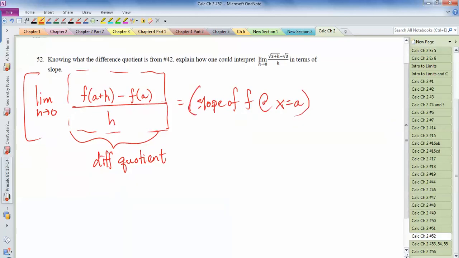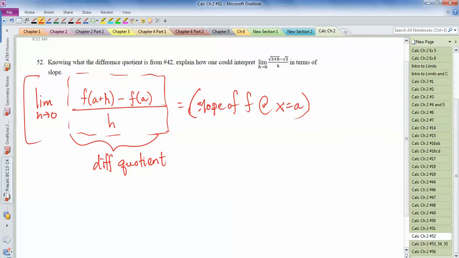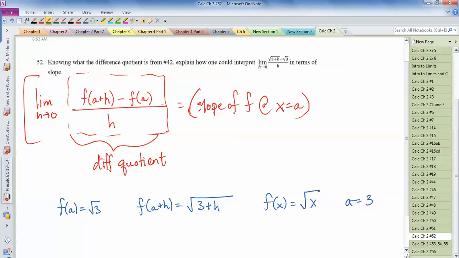Okay. Well, let's take a look at what we have, because we should be able to interpret that in terms of slope. So if I said f of a equals root 3, and f of a plus h equals root 3 plus h, well then f of x, I'm guessing, is root x, and a is 3. If you puzzle through it, if f of a is root 3, then it makes sense to say f of 3 equals root 3 and f of x is root x.